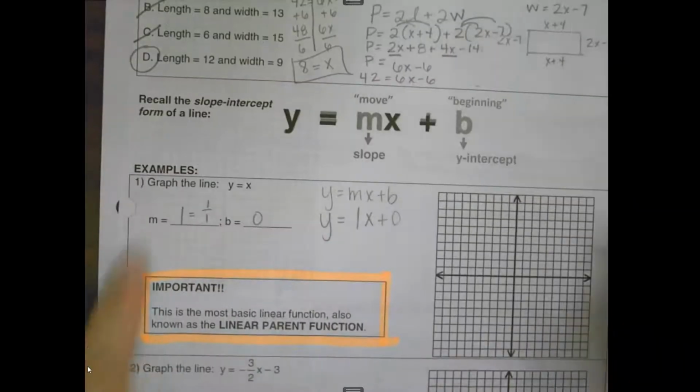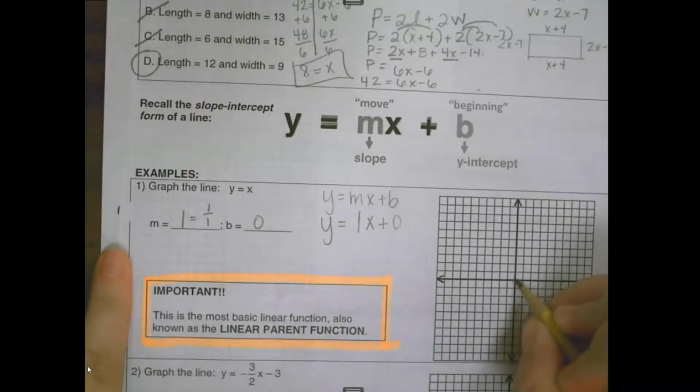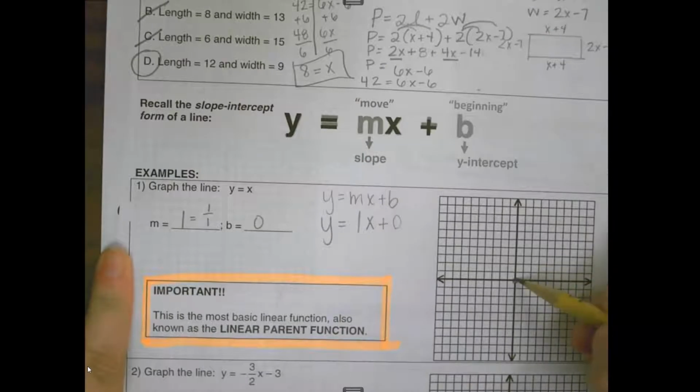Let's go ahead and graph it. So we're going to start at 0. That is what we call a direct variation because it goes right through the origin. We're going to rise 1, run 1, rise 1, run 1. And we're going to keep going. Go a little bit both ways.